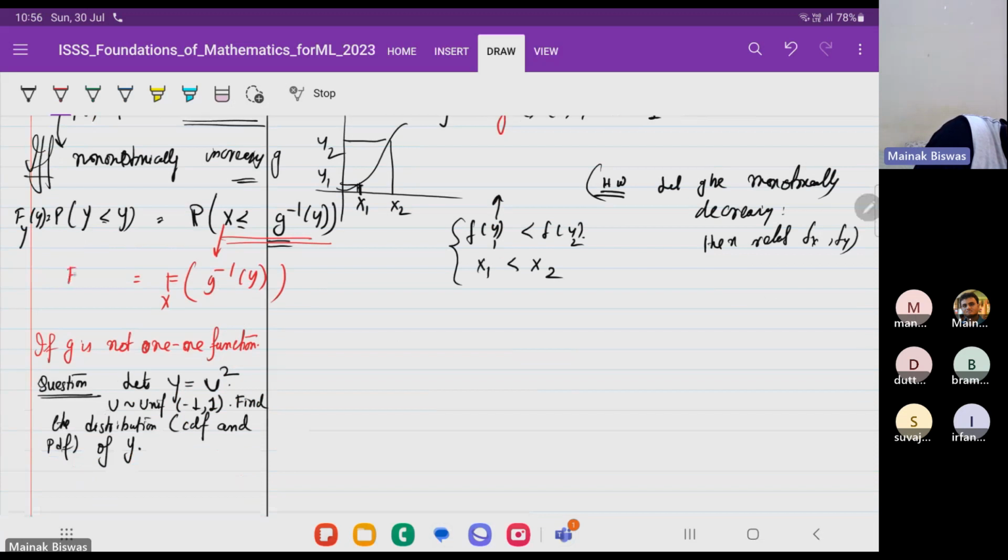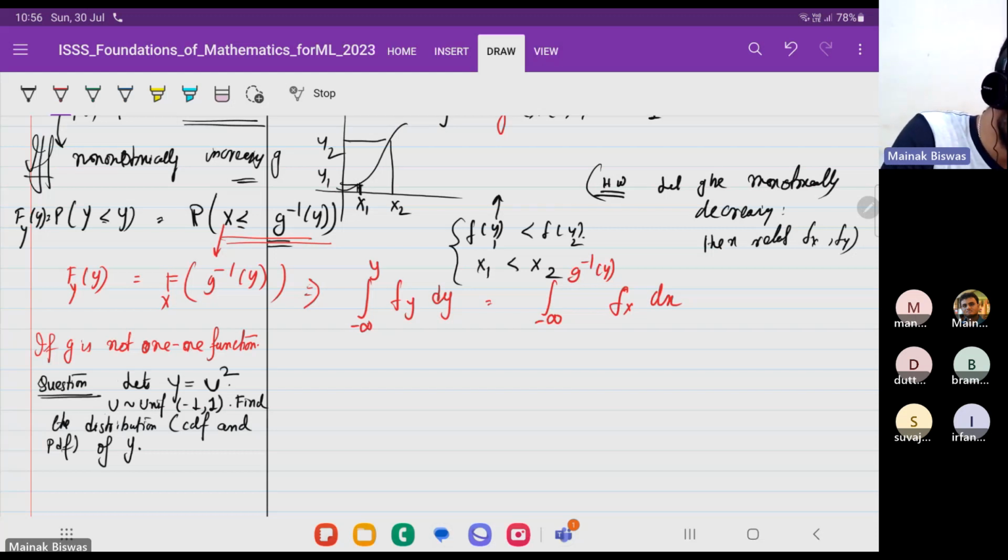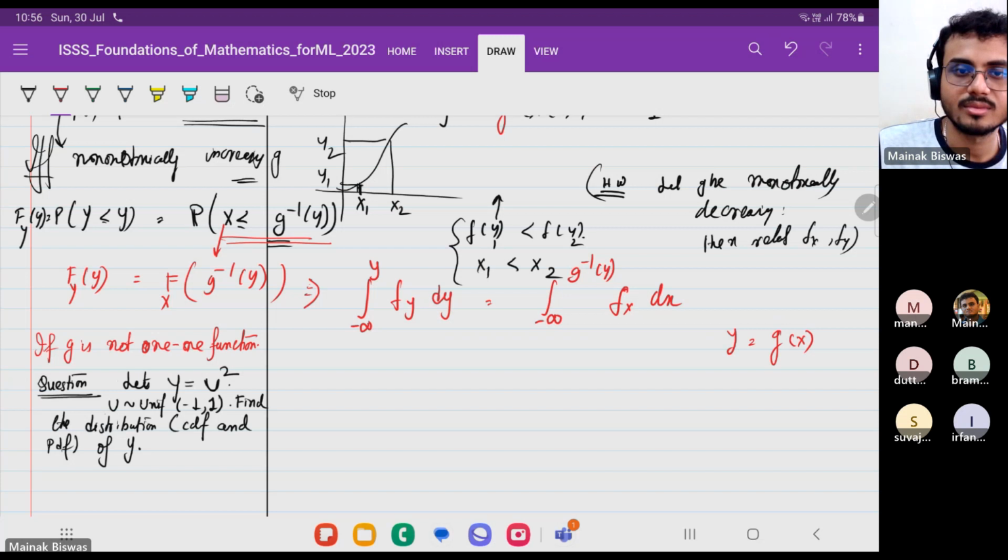So if I differentiate both sides with respect to y, let's write it down. The integral from minus infinity to y of f of y dy is equal to the integral from minus infinity to g inverse of y of f of x dx. Is this equal? Do you agree with it? So what can I do? What can I differentiate on both sides with? I know y is equal to g of x, correct?